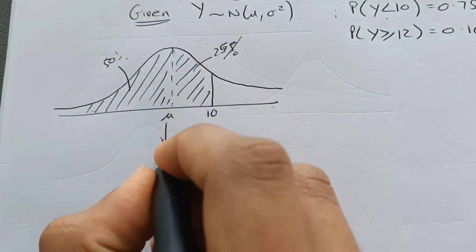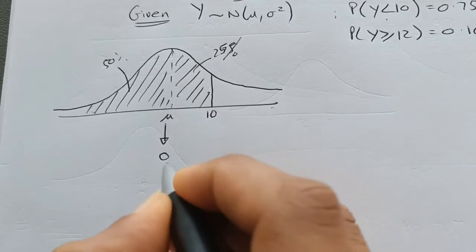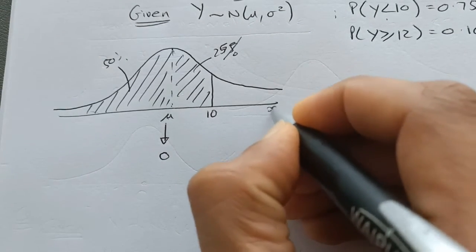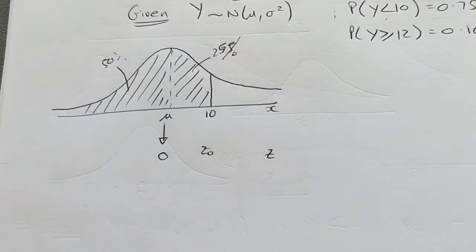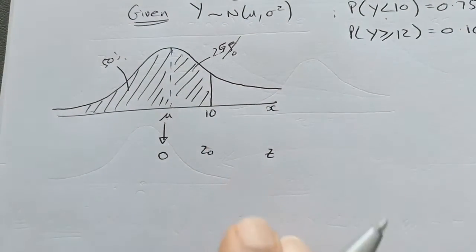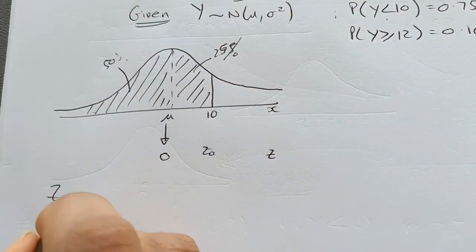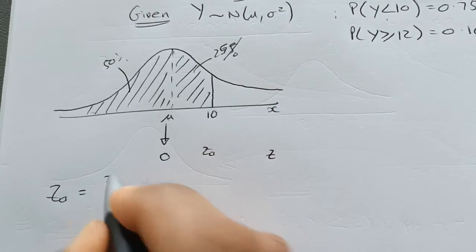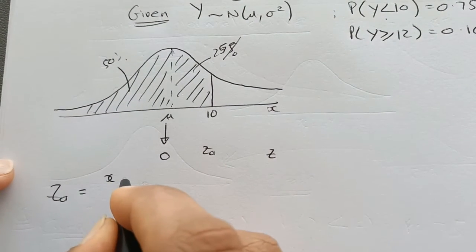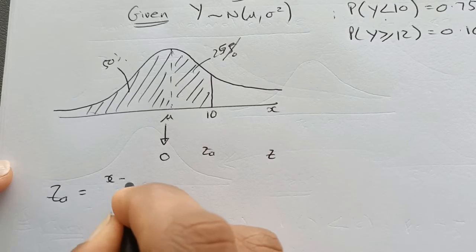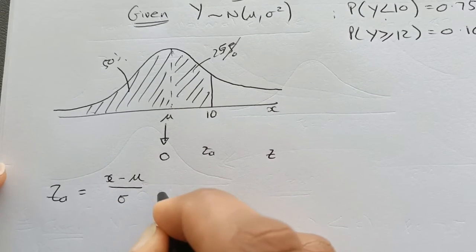Now we want to generalize this. We want to change this into 0. These are the x values, and we want to change them into z values now. We're going to call this one z_a. We want to calculate that using the z curve, and we would say z_a is equal to x minus mu over sigma, using the formula.